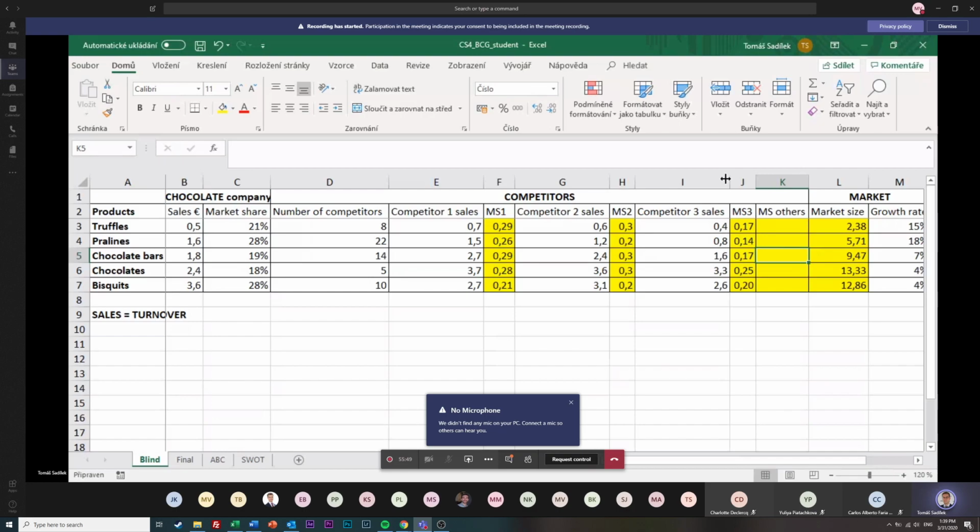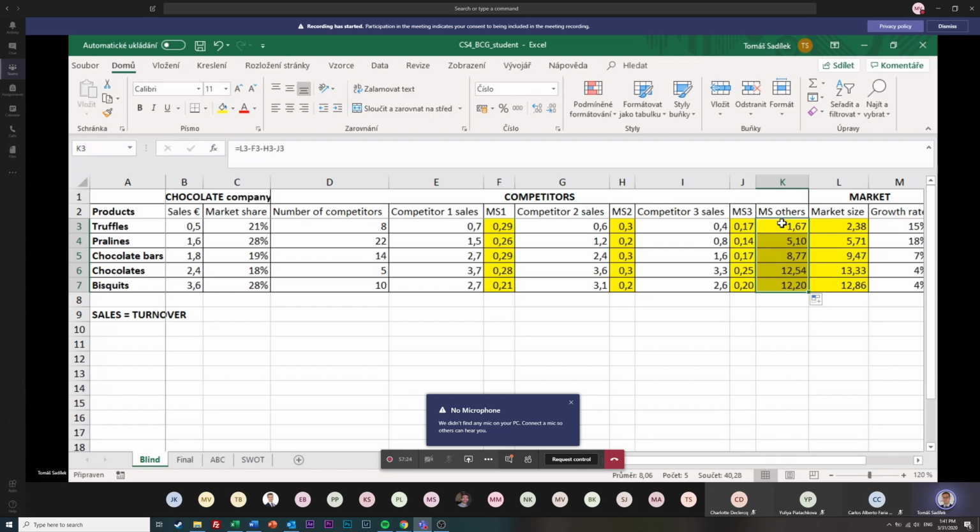Okay, then finally, what is missing? We are missing the market share of other competitors. So it means we have here only 3 competitors, and there are 8, 22, 14, 5, 10 competitors. So what do we have to do now? We have to just calculate the market size minus these 3 individual values. So the market size minus market share of competitor 1, market share of competitor 2, and market share of competitor 3. And we know the market share of other competitors. So only to calculate this.